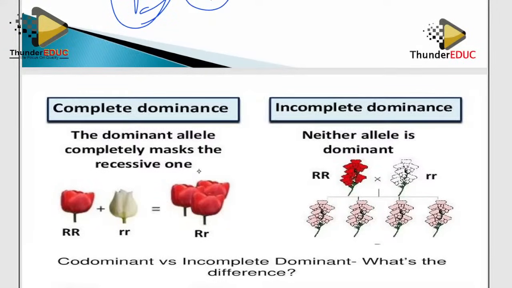So now, look, this is complete dominance. You have a red, you cross to the white, you produce a red. You produce one of the colors, then it is complete dominance. If they bring such a question, please know.